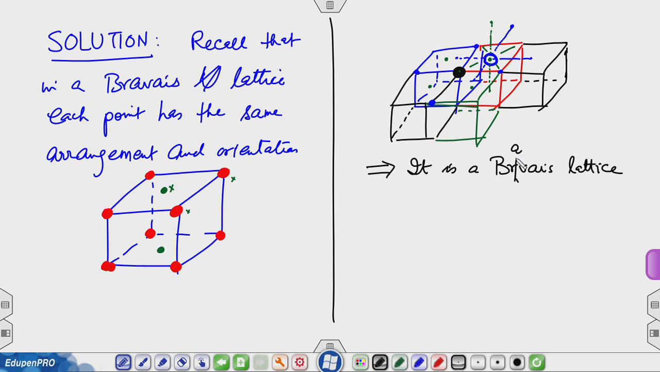We should also write a primitive cell for this, and that will be given as an assignment problem. Next, we are looking at side centered cubic.